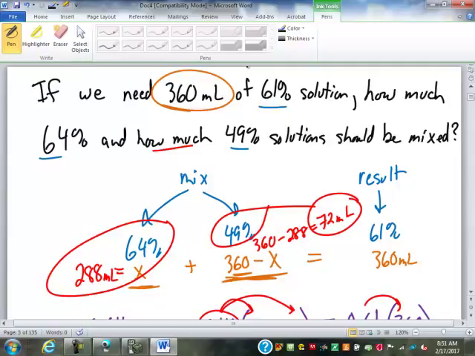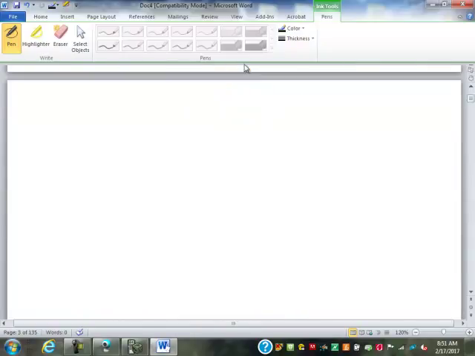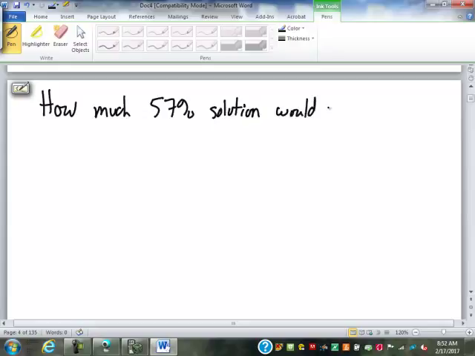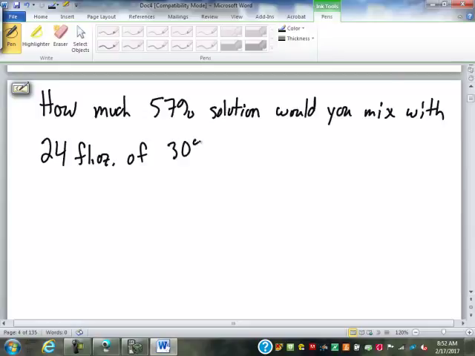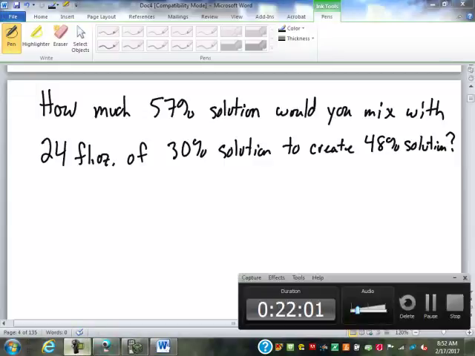I'm going to have you guys try one of these on your own, see how it goes. So I'm going to give you a couple minutes. I'm going to go back to our first type here. It's a little bit simpler. How much 57% solution would you mix with 24 fluid ounces of 30% solution to create 48% solution? So I'm going to give you a few minutes to try that on your own. If you need to discuss it with the person next to you to get yourself moving along, that's fine. But I want to see how you can do on these on your own.